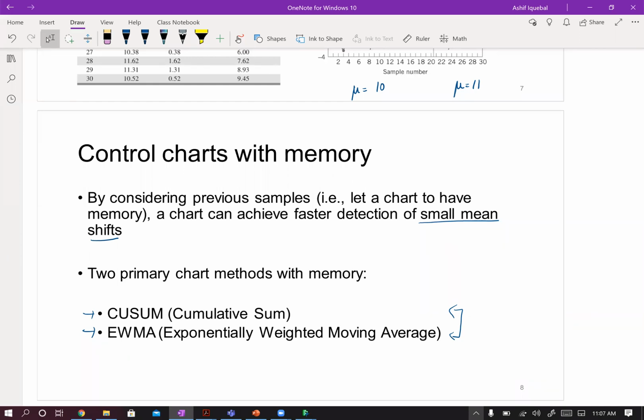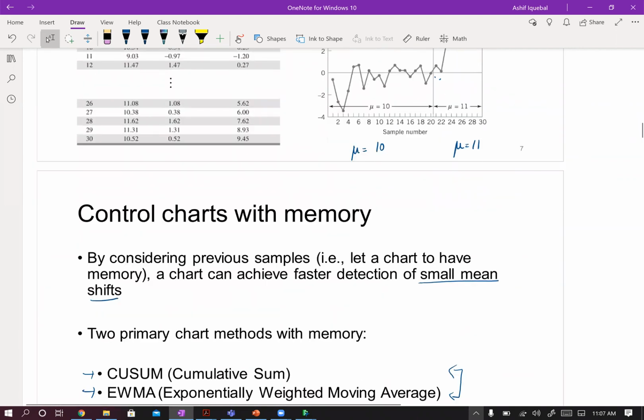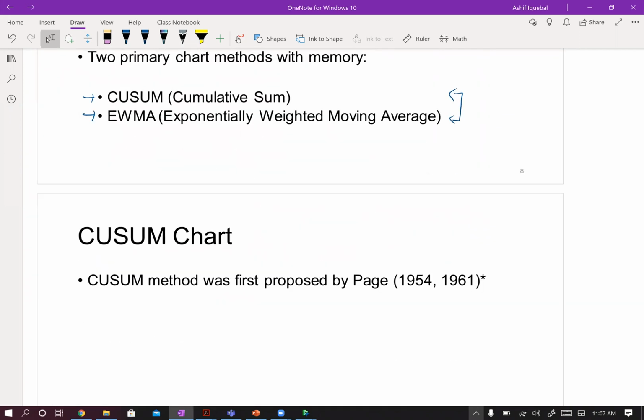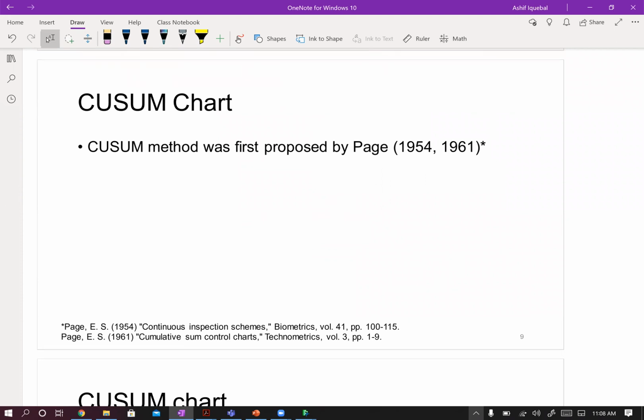Okay, so let's formally talk about CUSUM. What we did so far was actually CUSUM, but we'll talk a little bit more formally as to how to develop a CUSUM control chart. Just some brief history here. The CUSUM method was first proposed by Page in 1954 and then later revised in 1961.